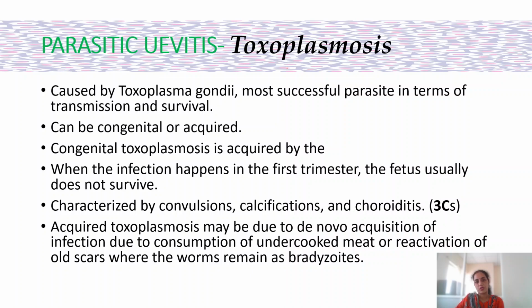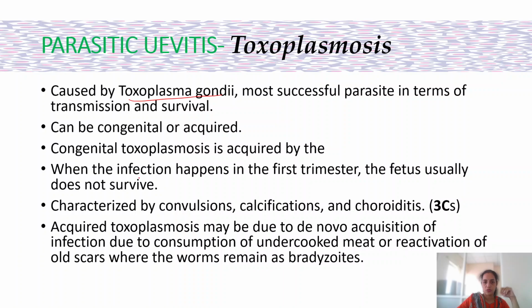Coming to toxoplasmosis, which is more commonly seen in India, it is a more common presentation of uveitis and hence retinitis. So it's caused by Toxoplasma gondii. We can call it the most successful parasite in terms of transmission and survival. So transmission is very successful because it's difficult to prevent, and it can be congenital or acquired. So how does a person acquire toxoplasmosis? Through the mother. When the mother has the infection during her pregnancy, the fetus acquires the infection.